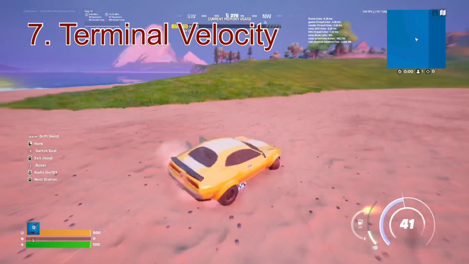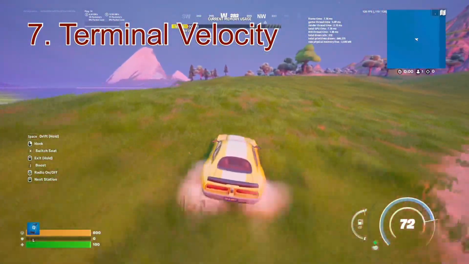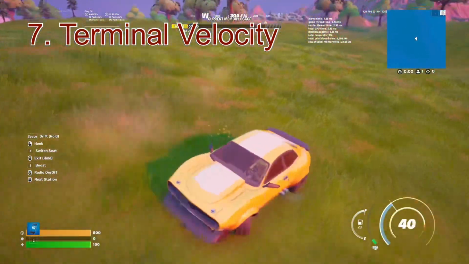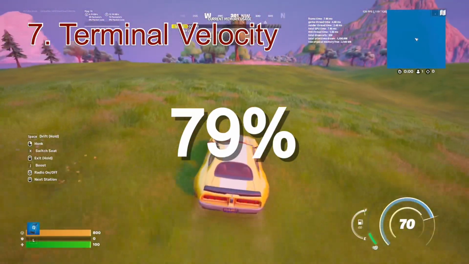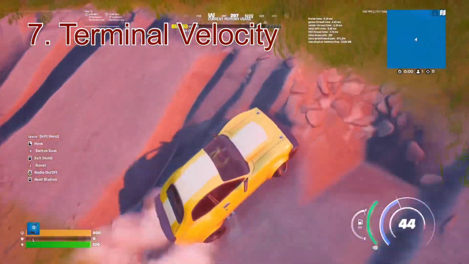Compared to Earth's terminal velocity of 120 miles per hour for the average person, the 94.2 miles per hour terminal velocity of Fortnite is a falling velocity that is about 79% of the velocity that you would experience here on Earth from the terminal velocity.